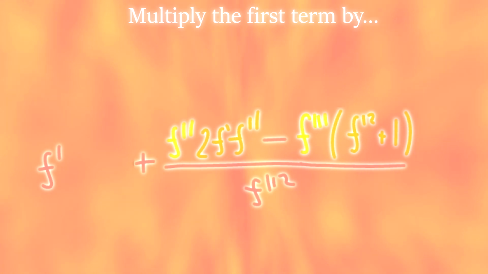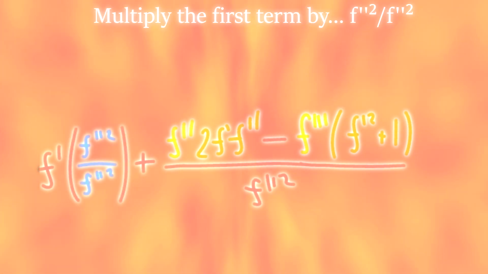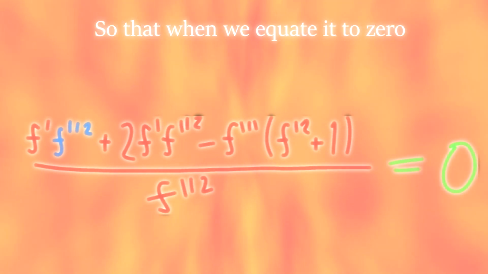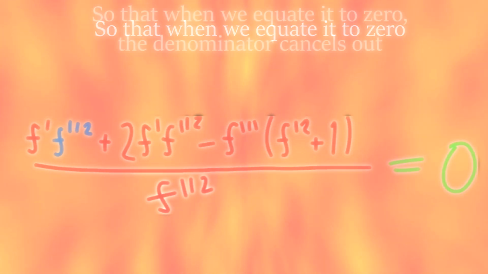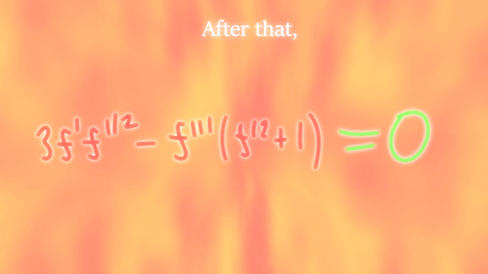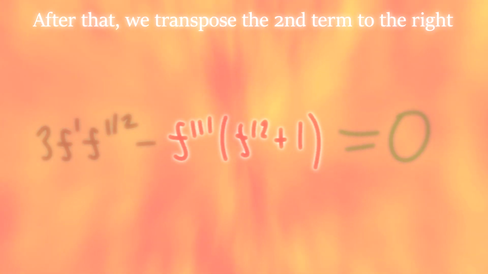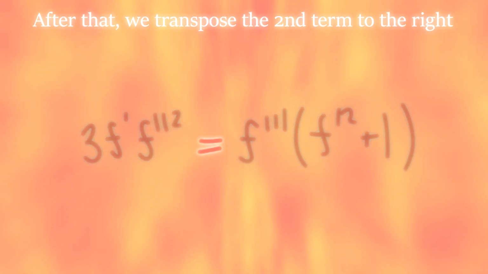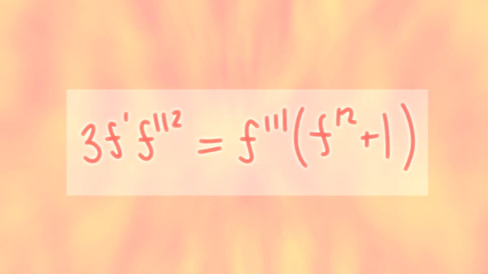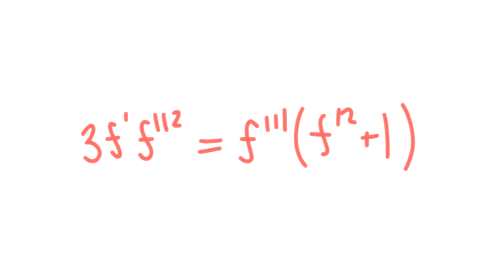Following that, multiply the first term by f prime prime squared over f prime prime squared to have it join the fraction so that when we equate this to 0, the f prime prime squared denominator cancels out. After that, we transpose the triple prime term to the right, making equality where we get 3f prime prime squared equals f prime prime prime times f prime squared plus 1.